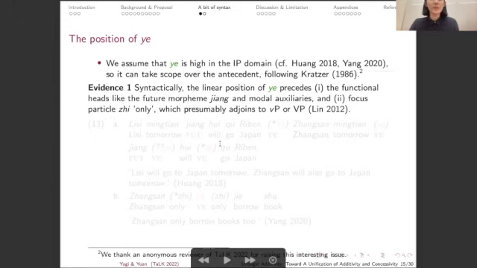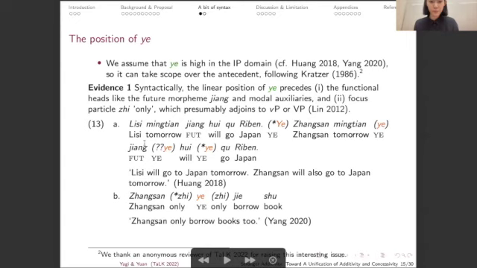And the first piece of evidence comes from the linear order of Ye with respect to the Mandarin future morpheme Jiang and other modal auxiliaries. So this is shown in 13A. 李四明天将会去日本，张三明天也将会去日本。So this sentence means Li Si will go to Japan tomorrow. Zhang San will also go to Japan tomorrow. Okay. So here we can see that Ye can precede Jiang, but Ye cannot be added after will or after the future morpheme Jiang.